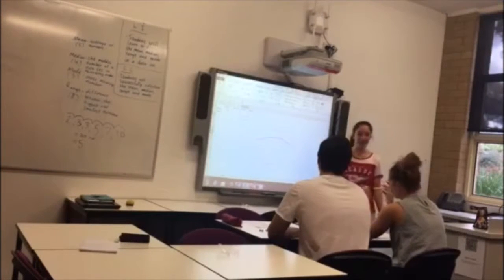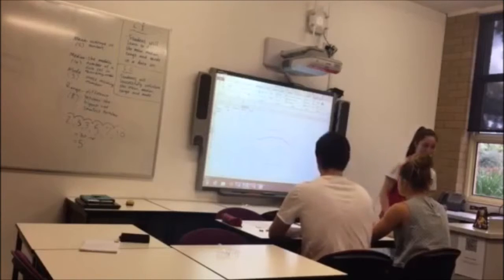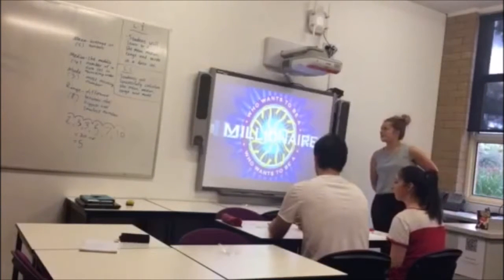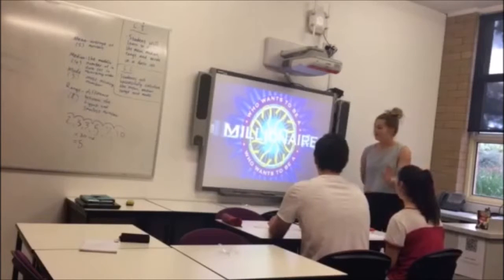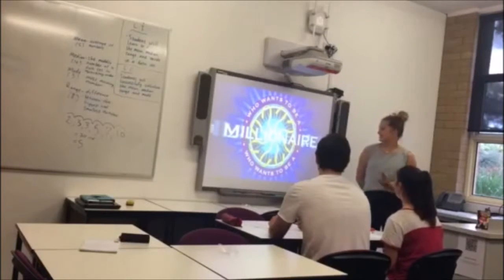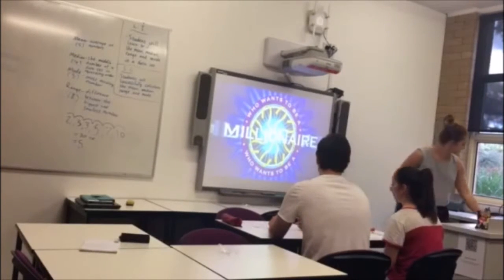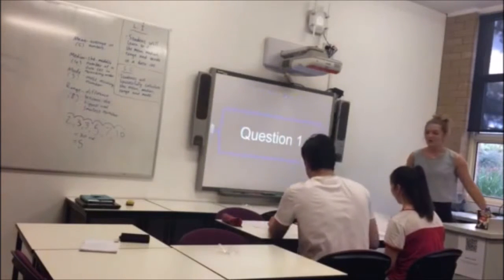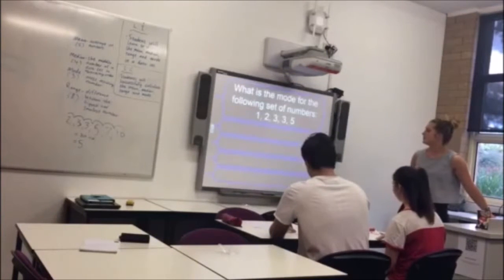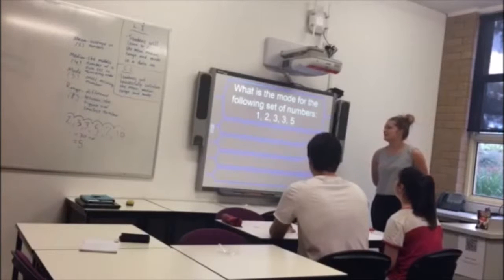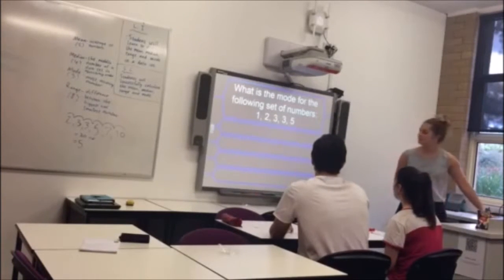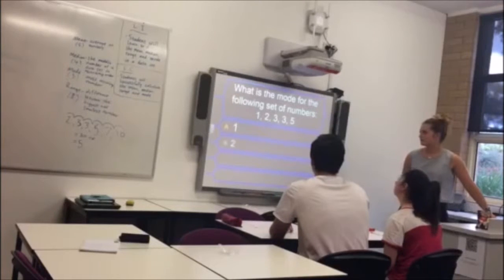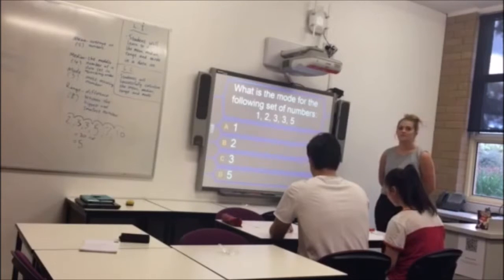So now we're just going to be doing another activity. Okay, quiet time please. We're going to be playing a game, Who Wants to Be a Millionaire? Question number one. What is the mode for the following set of numbers? 1, 2, 3, 3 and 5. Is it 1, 2, 3 or 5?